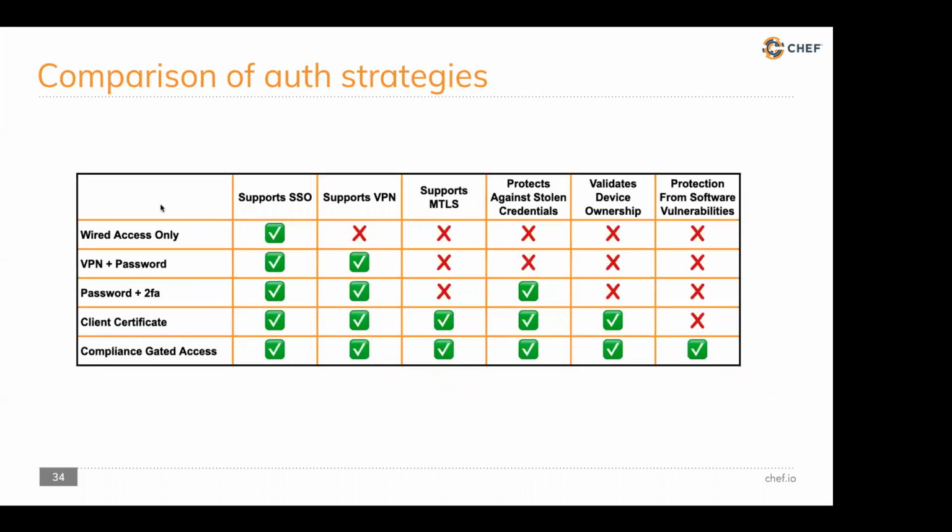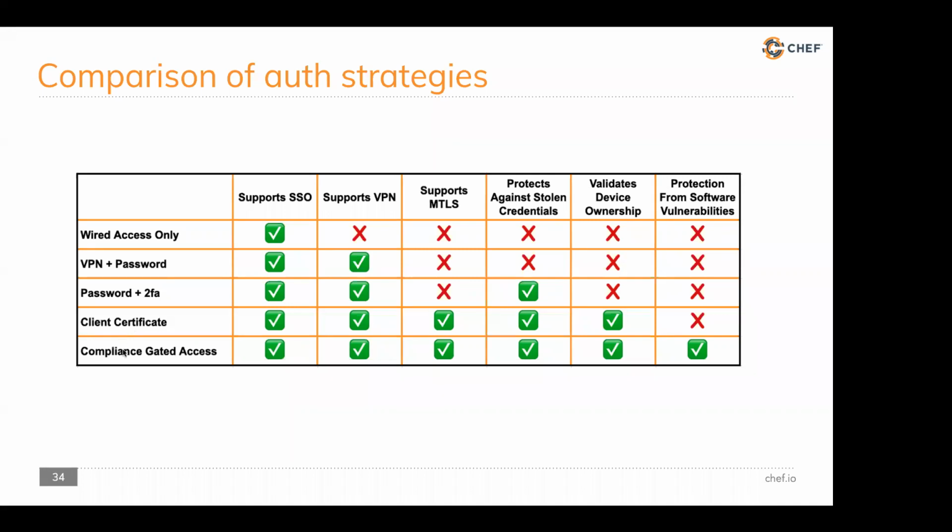So what I've got here is a comparison of different auth strategies. On the left, it's sort of peeling the onion back. At the very base level, you can only plug into the network. The next one might add authentication over VPN. Then we might add 2-factor. Then we might start deploying certificates to validate device ownership. And then the final level of that onion is full compliance-gated access, which includes all of the above.